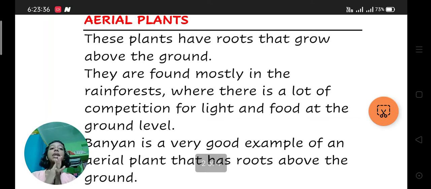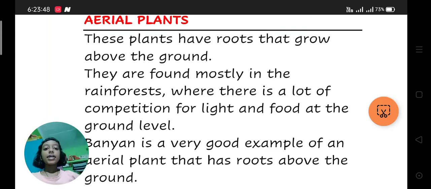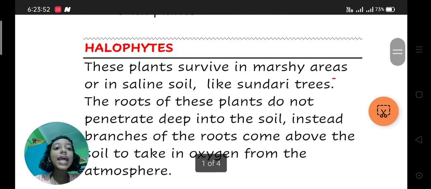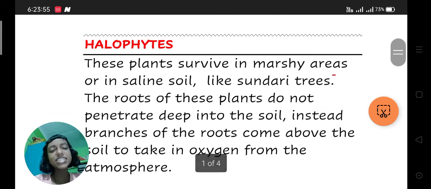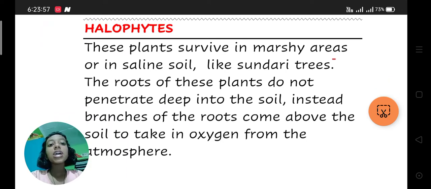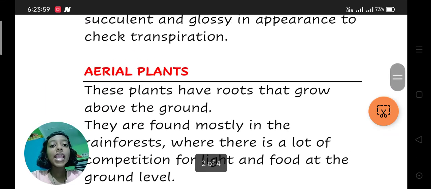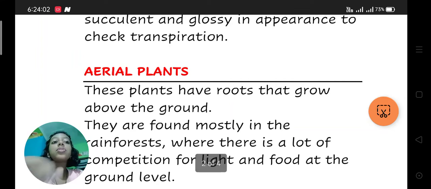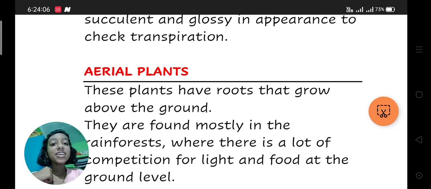What are aerial plants? Now the aerial plants have roots that grow above the ground. Okay, listen carefully. That's halophytes. We have learned that the branches of the roots, meaning some part of the roots, come above the soil. But aerial plants are the plants whose roots grow above the ground, meaning from the branches.